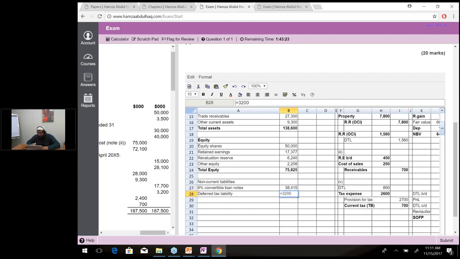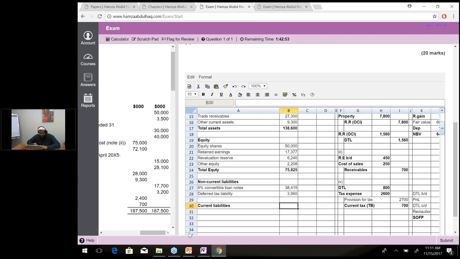So the deferred tax is 3,200 plus 1,560 minus 800. So this is the amount of the deferred tax. So marking this as bold, incorporated, marking this as bold, incorporated. So now the only thing left is provision for tax, which will be a part of current liabilities. So I'm copying the non-current liability and just changing the non-current to current.